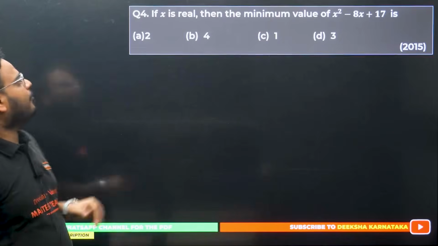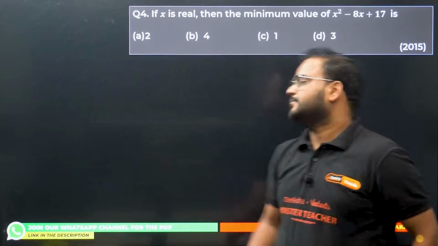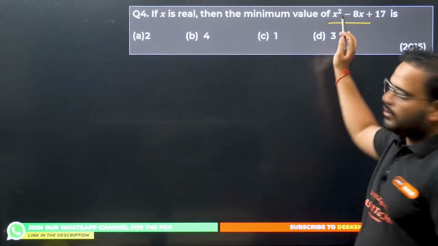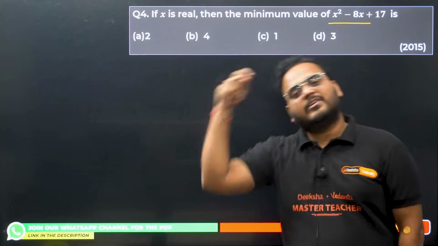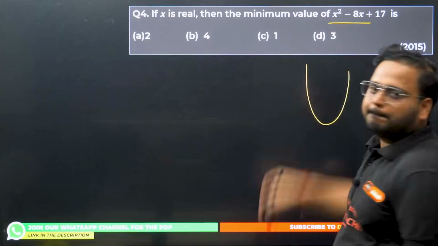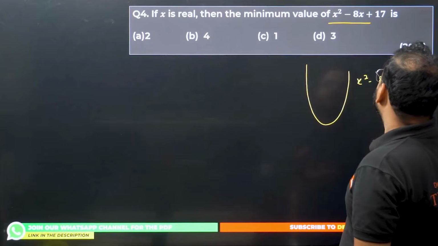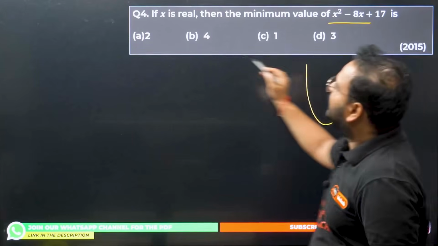Next is question number 4. If x is real, then maximum value of this is what? Now, I have taught you this already. You can use both the approaches over here. You can use derivative approach. You can use the simple parabola approach also. Check this out. Parabola, upward parabola, right? X square minus 8x plus 17. What are they asking? Minimum value.